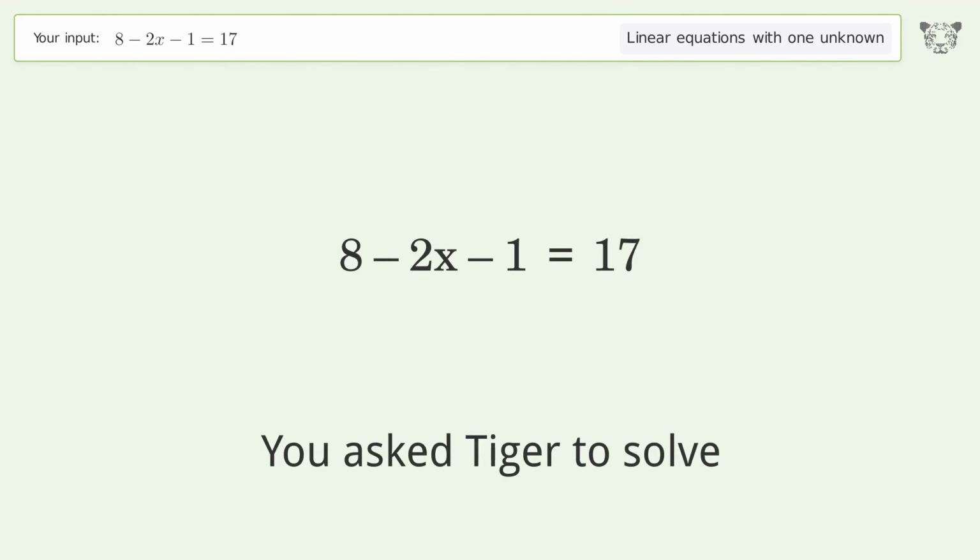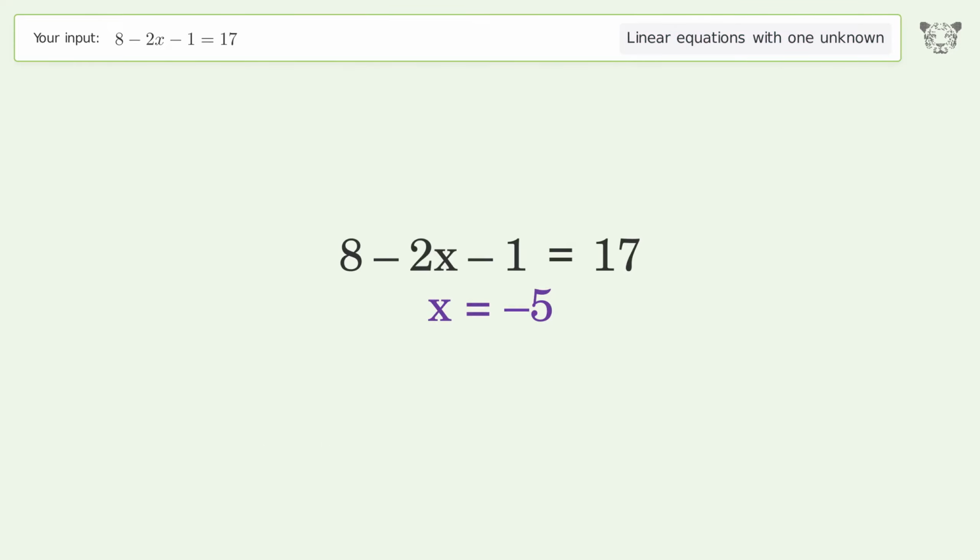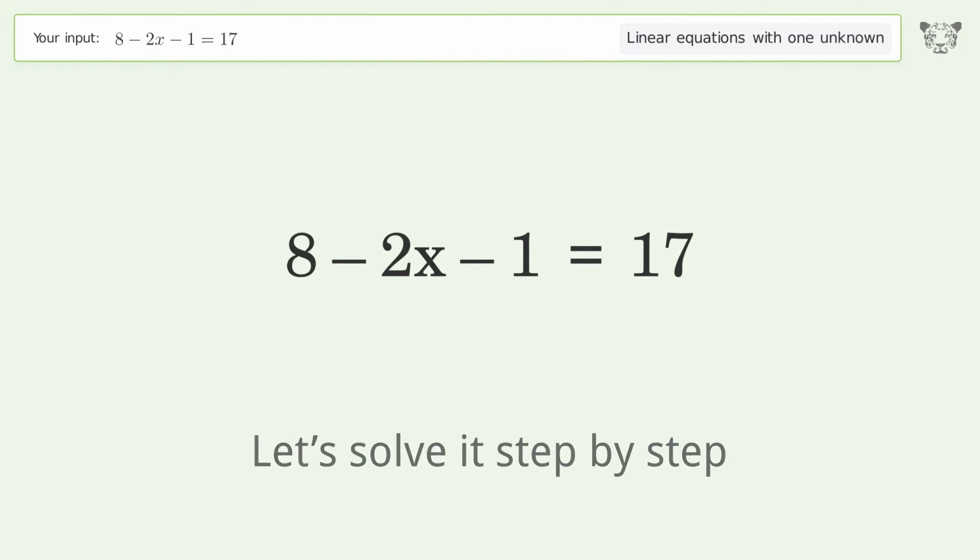You asked Tiger to solve this. It deals with linear equations with one unknown. The final result is x equals -5. Let's solve it step by step.